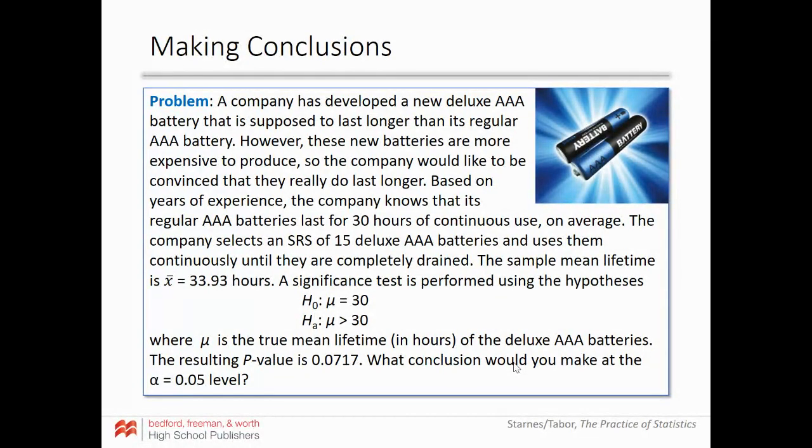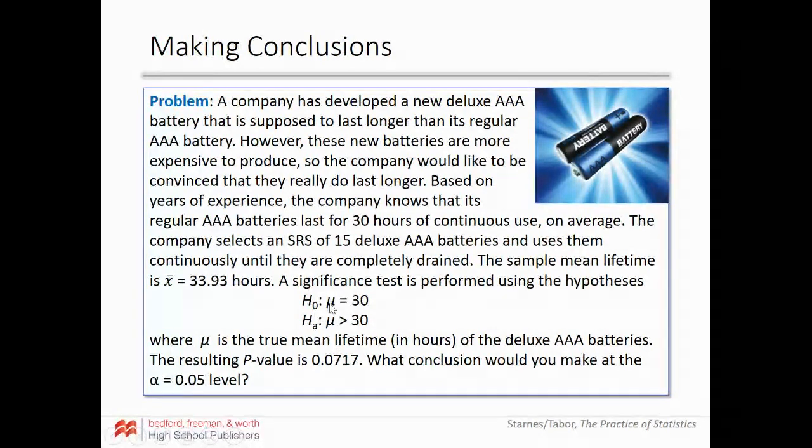A significance test is performed using the hypotheses H0: mu equals 30, and the alternative Ha: mu is greater than 30. Again, we're curious if mu is greater than 30 and not less than, because we're trying to see if this new battery truly is larger than 30. So that's why we decided on that larger value. And they state that mu is the true mean lifetime in hours of deluxe AAA batteries.